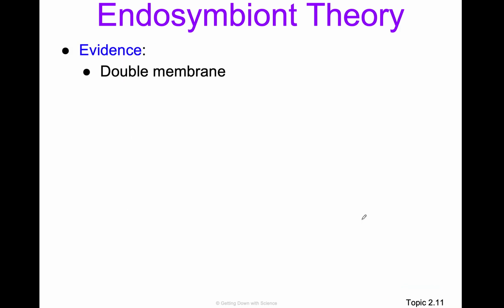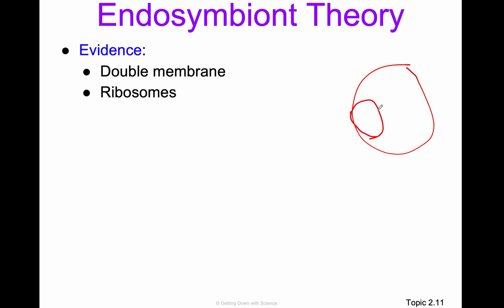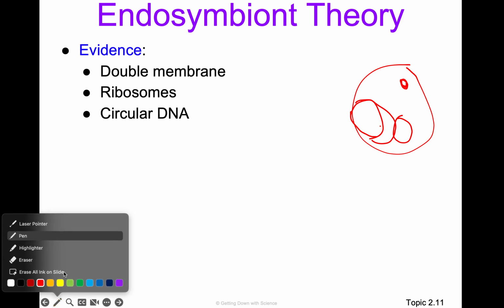There's some evidence to this, right? And we can see this with our eyes. Double membrane system: the fact that there was something and then something else ate it, and now you can see there's a double membrane on the inside. It's weird, right? Ribosomes, the fact that they're free range, they make their own proteins, circular DNA. We're going to get into this for real, but circular DNA.